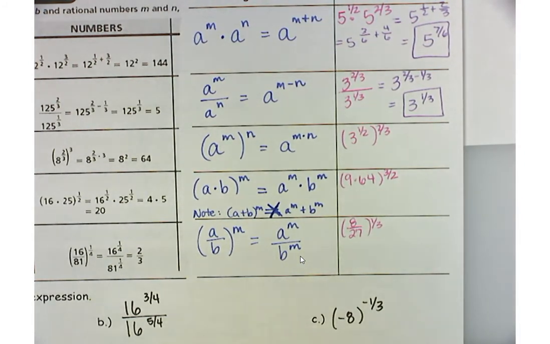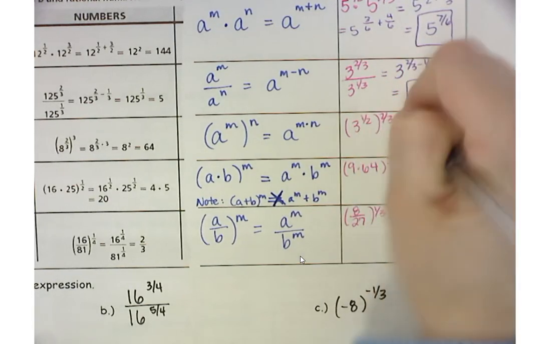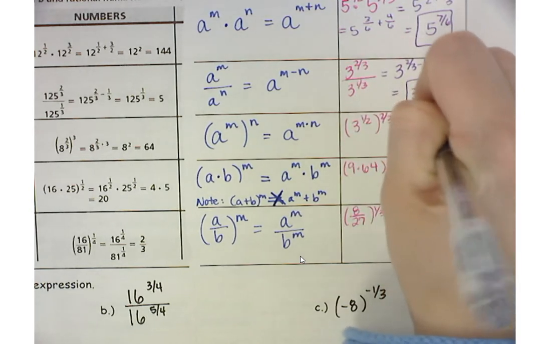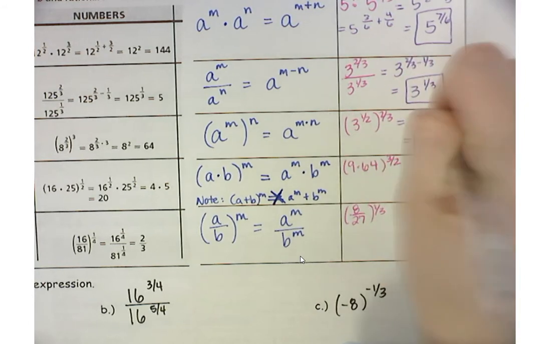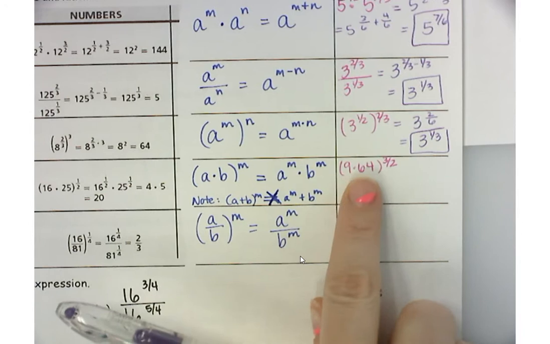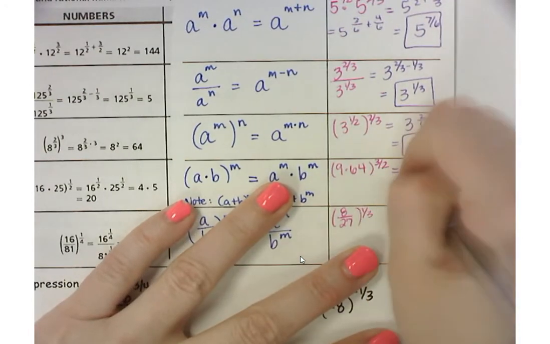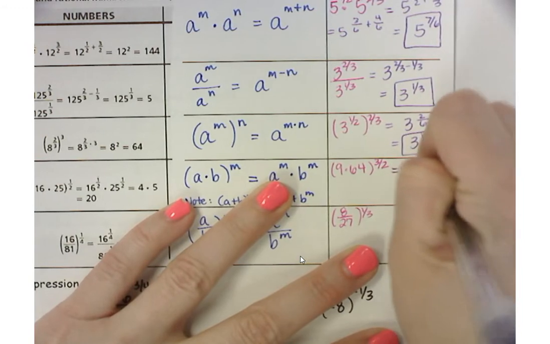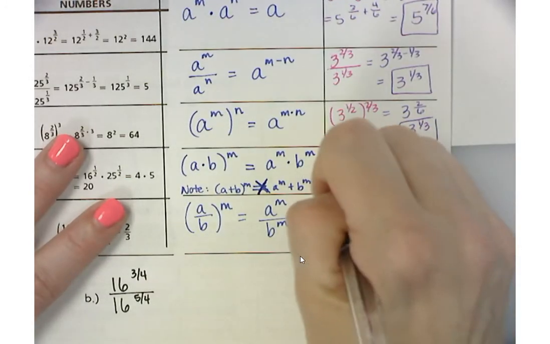All right, now for this one, you're going to start by distributing. So this is 9 to the 3 over 2 times 64 to the 3 over 2. Based on what we did yesterday, we know we can rewrite this as the square root of 9 to the power of 3 times the square root of 64 to the power of 3. Now, the square root of 9 is what? 3. So this is 3 cubed, which is 27.